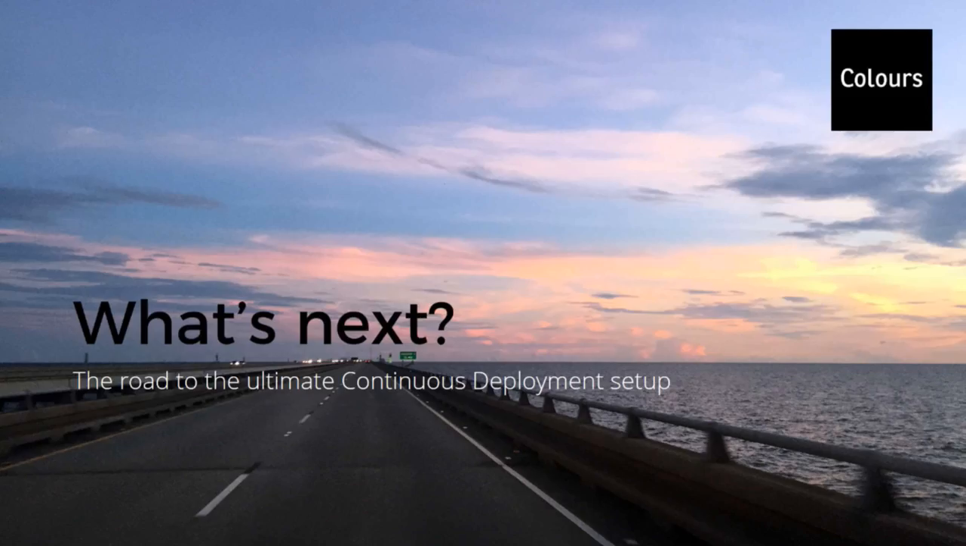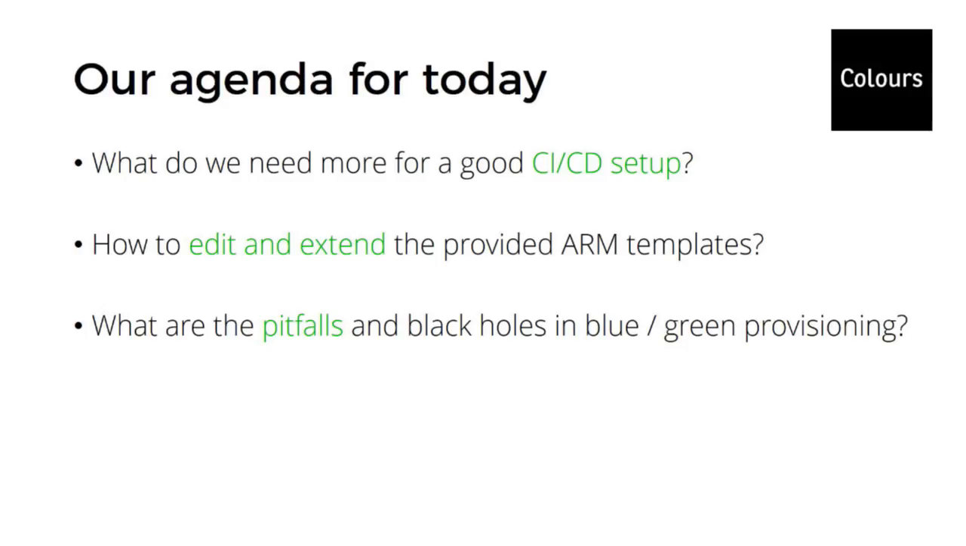So what's next? After this quick introduction and last time, I want to work towards an ultimate continuous deployment setup. And if we want to get an ultimate continuous deployment setup, we have to take some steps. We're going to look at what we need for a good continuous integration setup, how we can edit and extend the provided ARM templates, and I mean those provided by Sitecore. And what are the pitfalls, or maybe black holes, in the blue-green provisioning? And I think by the end of today you will know what I mean by black hole.